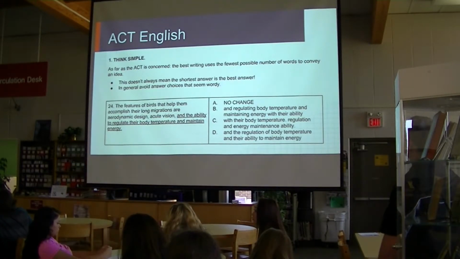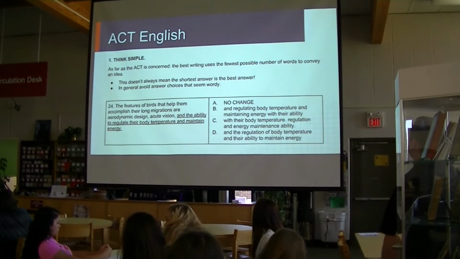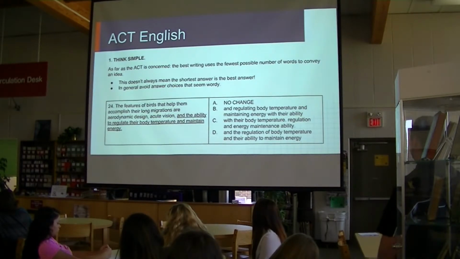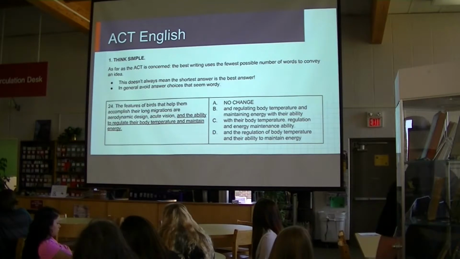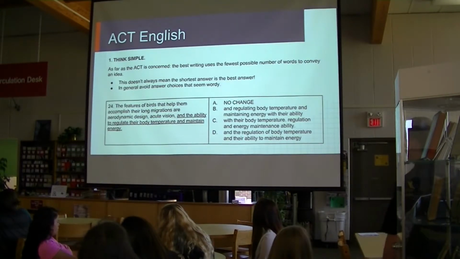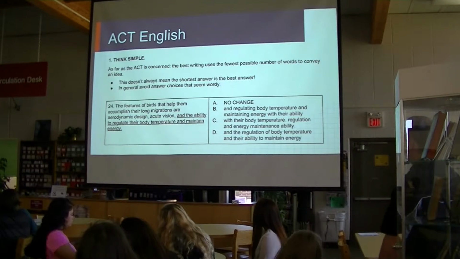The features of birds that help them accomplish their long migrations are aerodynamic design, acute vision, and the ability to regulate their body temperature and maintain energy. The options: A, no change. B, and regulating body temperature and maintaining energy with their ability. C, with their body temperature, period, regulation and energy maintenance ability. D, and the regulation of body temperature and their ability to maintain energy.